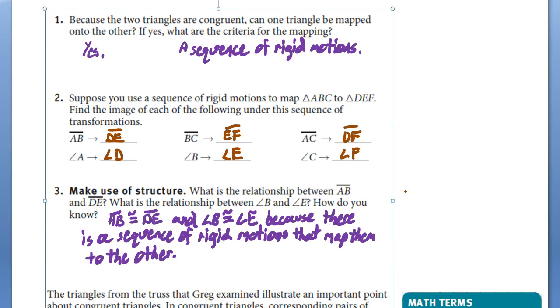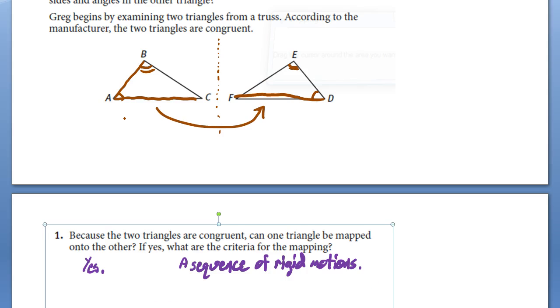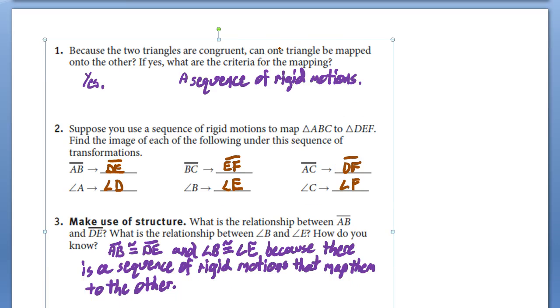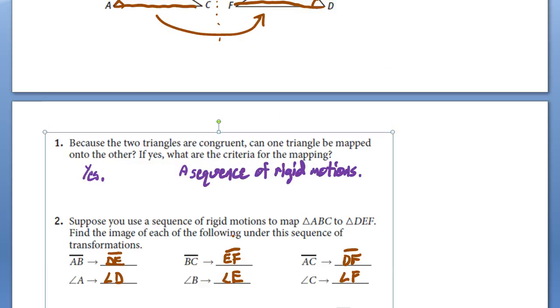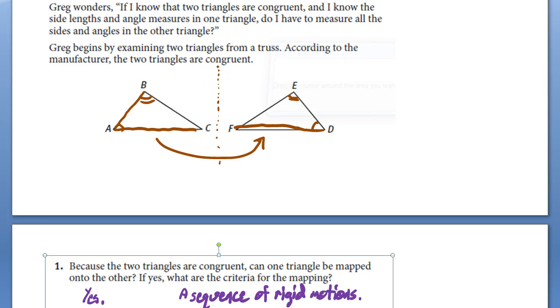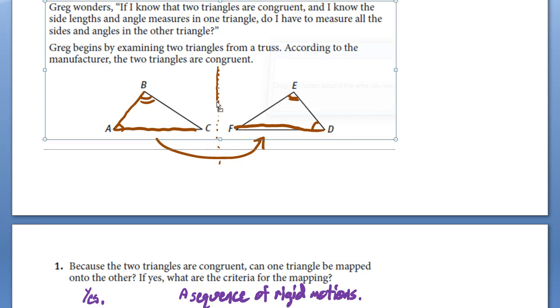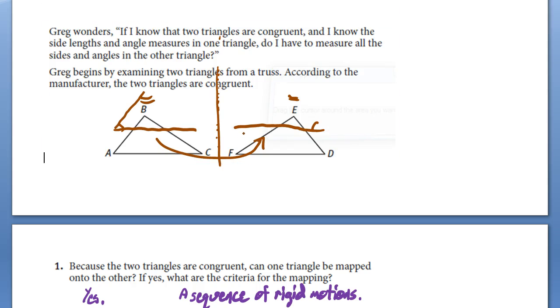Number 3, what is the relationship between segment AB and segment DE? So those two right there, those corresponding parts, they are congruent. And similarly, the relationship between angle B and angle E is that they are congruent. And the reason is because there is a sequence of rigid motions that map them onto each other. It's actually not a sequence of rigid motions. Again, it's possible in this case just to reflect it over a line that's running right down the middle there.